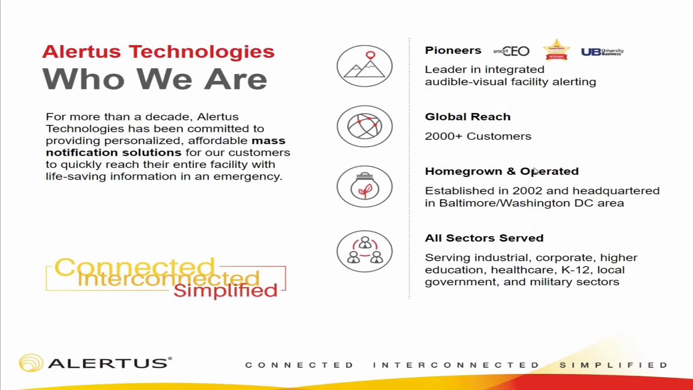Students were left vulnerable. People were walking out in the parking lot after the weather had become clear again, but there was still no information. And that's where Alertus came from. It was born from that situation, and from there, we've built a number of different solutions that we can now provide for facilities, for campuses, and for a number of different channels and sectors, serving over 2,000 customers now globally.